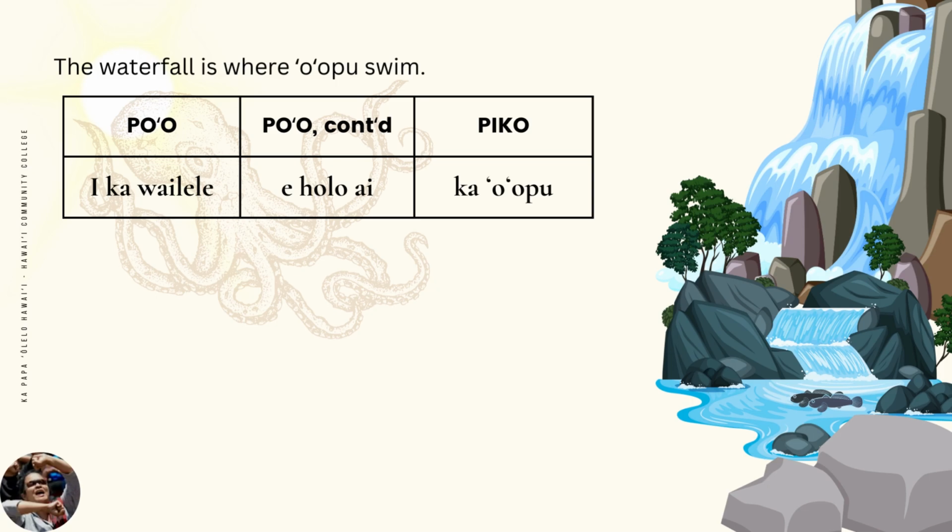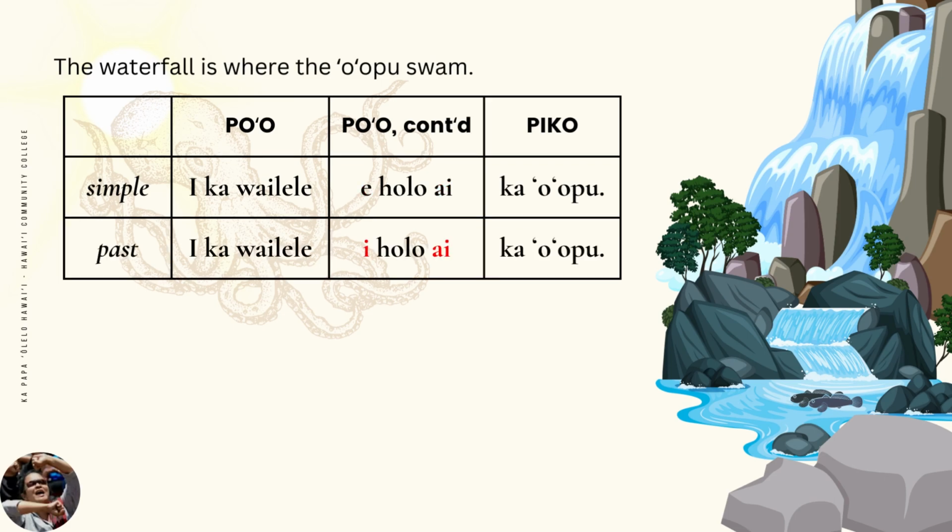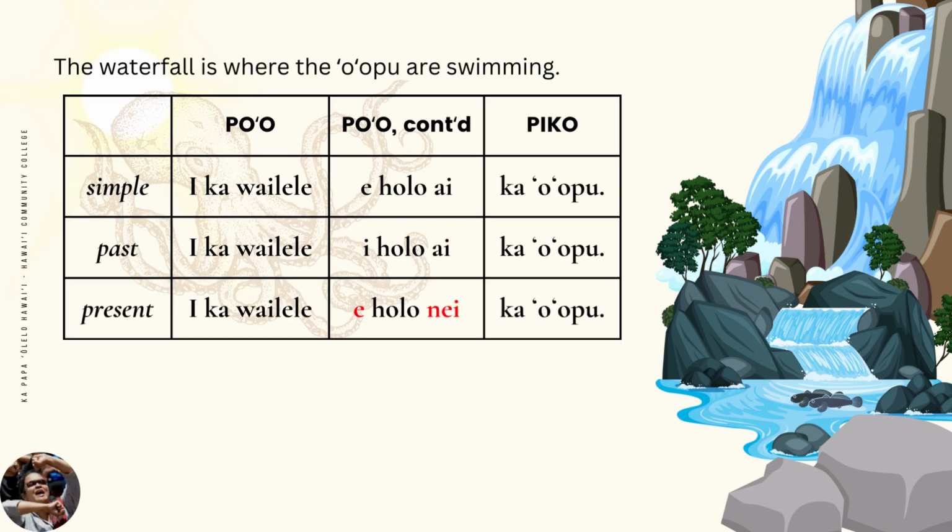Now let's review our māka painu, our tense markers. Simple tense is e painuai. The waterfall is where hoʻopu swim. I ka lele e holowai ka hoʻopu. Past tense is I painuai. The waterfall is where the hoʻopu swam. I ka lele I holowai ka hoʻopu.